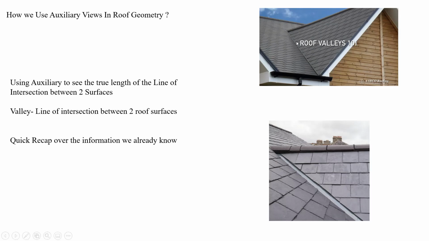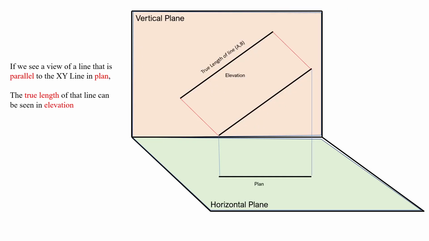Normally, what we might be asked is to find the valley, or the line of intersection between two roof surfaces. We will be told to find the dihedral angle between those two surfaces. So I'm using this resource to help students recap what they already know. What we know from studying auxiliary views in junior cycle and for leaving senior cycle is that we're finding the true length of a line.